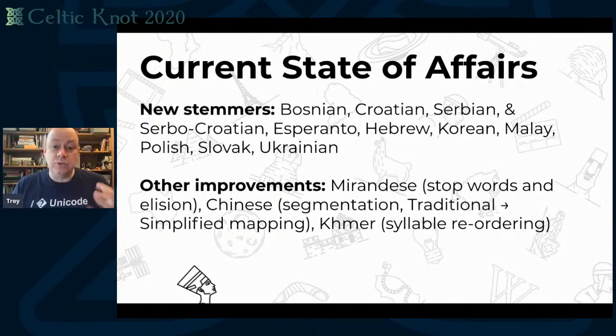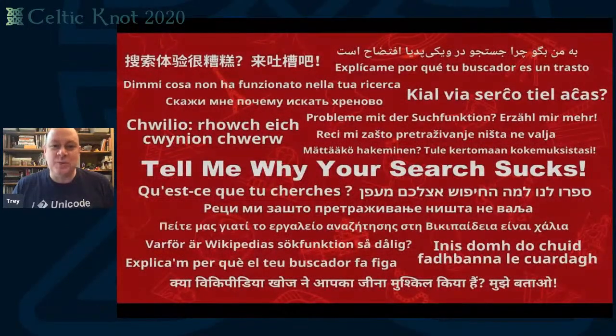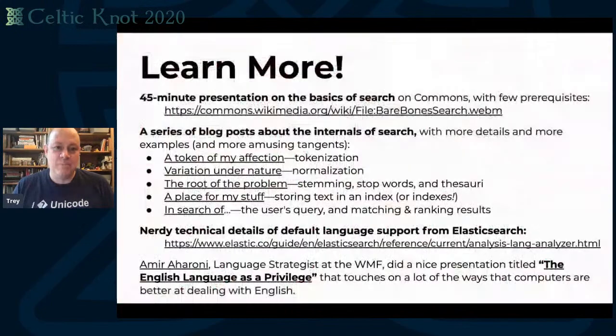So in summary, we have tools that we can customize, like normalization, stop words, and elision, plus open source tools that we can adapt, like stemmers, and sometimes we can build new tools, like the Khmer reordering, depending on how difficult the problem is that we're trying to handle. For me, a really big factor in the prioritization and success of a project to improve language processing for search is having a volunteer who knows the language and is willing and able to work with me. So I always ask people to tell me why their search sucks in their language.